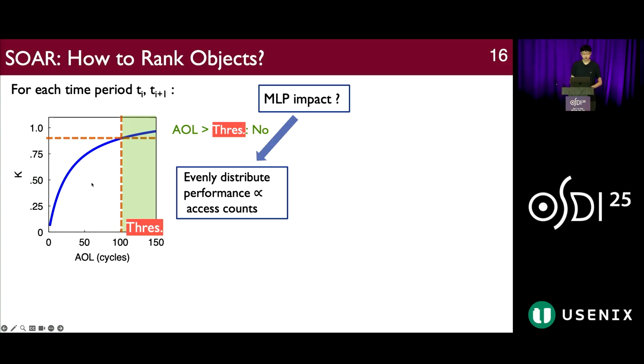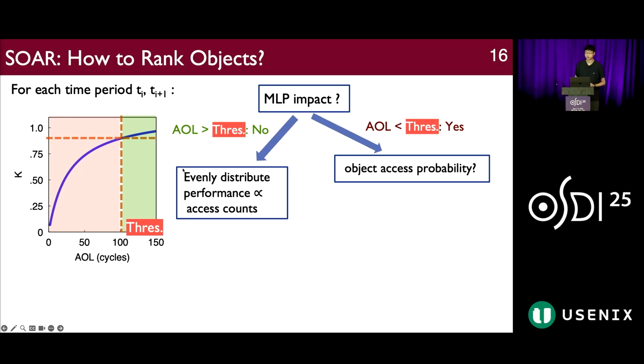However, when AOL falls below the threshold, MLP is likely affecting the slowdown. And in those time periods, things get more complex. Multiple objects can be in access concurrently, and they have different behavior. To handle this, we look at the access probability of each object.